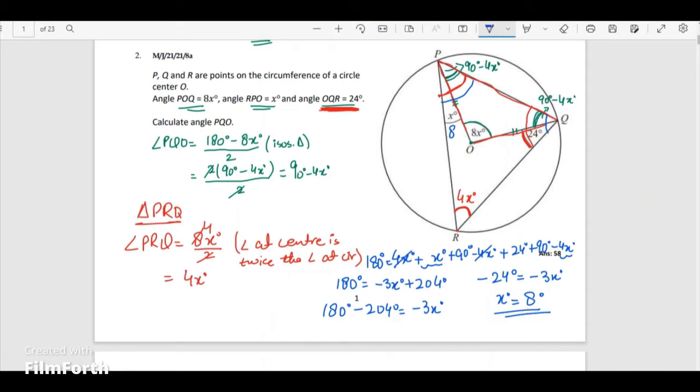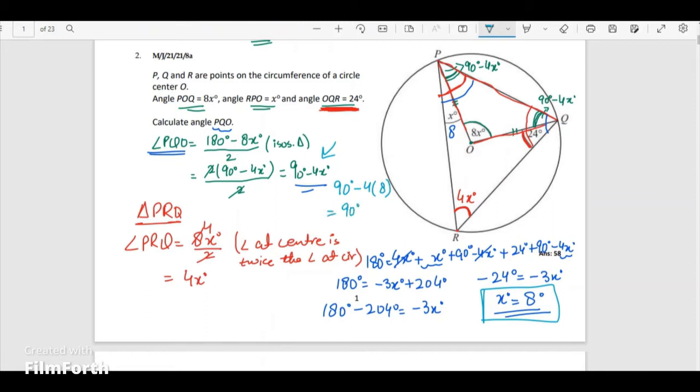But what I was asked to find was EQO. EQO, this angle right here that I figured out the expression of in the very beginning. So let's just substitute the value of x that we just figured out into this expression and find the final answer. So that would be 90 minus 4 times 8.